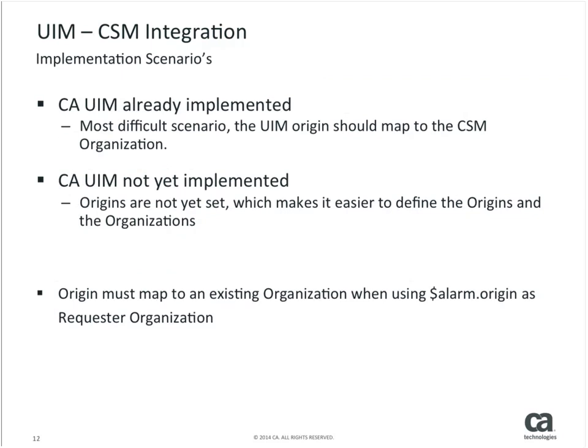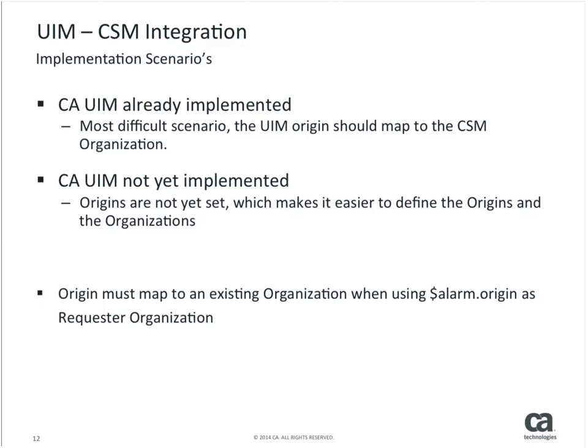So, CSM scenarios. Two are mentioned. URM already implemented: this is the most difficult scenario of all because the URM origin should map to the CSM organizations. If URM has already been used several times by the customer, then it can be that those origins have no mapping at all with the CSM organizations. And then there are two solutions. Either we start reworking URM, which might be a challenge because it's quite difficult to tell how many times that origin is being used in URM.